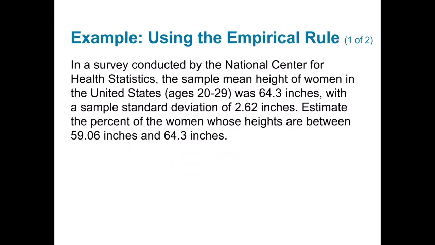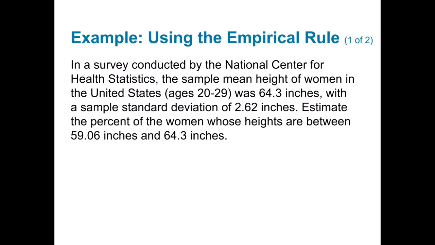All right, so let's look at an example where we use the empirical rule to find the percentages. In a survey conducted by the National Center for Health Statistics, the sample mean height for women in the United States ages 20 to 29 was 64.3 inches with a standard deviation of 2.62 inches. So we want to estimate the percentage of women whose heights are between 59.06 inches and 64.3 inches.